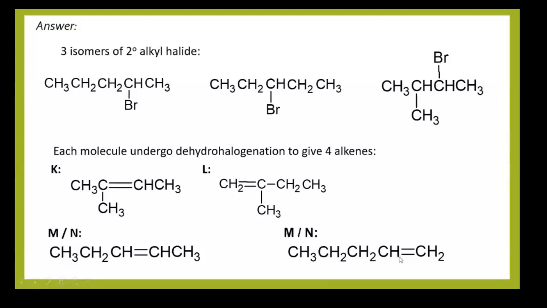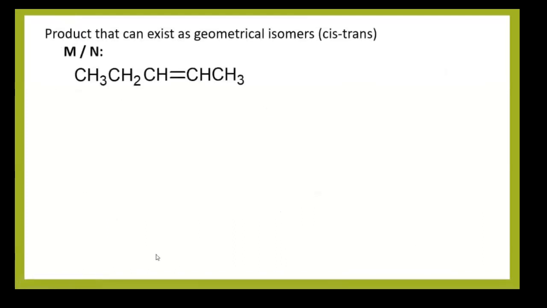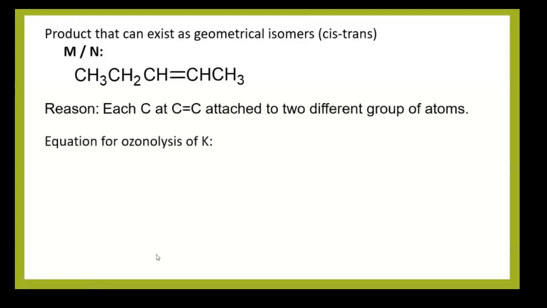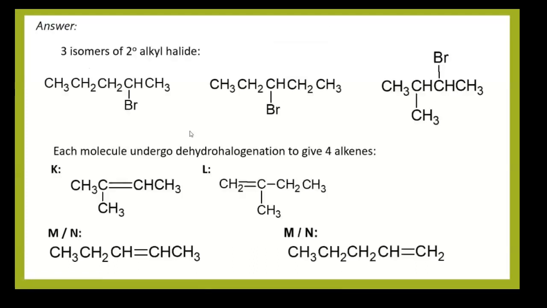Focus on the CC double bond. So this CC double bond also has a carbon attached to two hydrogens. So we know that this compound cannot exist as geometrical isomers. But this compound can exist as geometrical isomers because this carbon is attached to H and CH3. This carbon is also attached to H and ethyl. So each carbon on the CC double bond here is attached to two different groups. So they exist as geometrical isomers. So we can identify this molecule as the geometrical isomer. So they ask you why? Because each carbon on the CC double bond is attached to two different groups of atoms. Okay, so we have answered the first part.